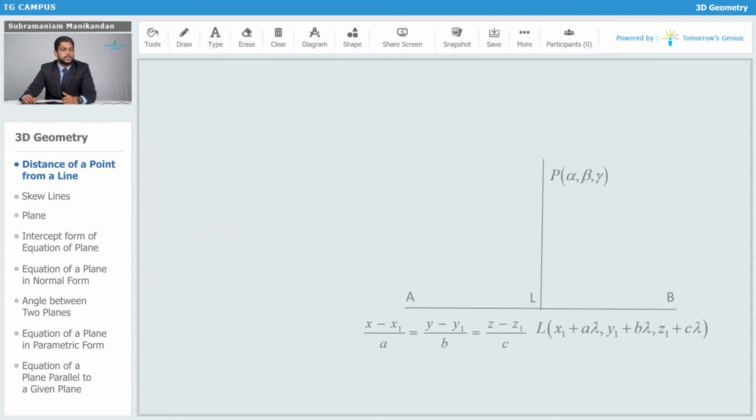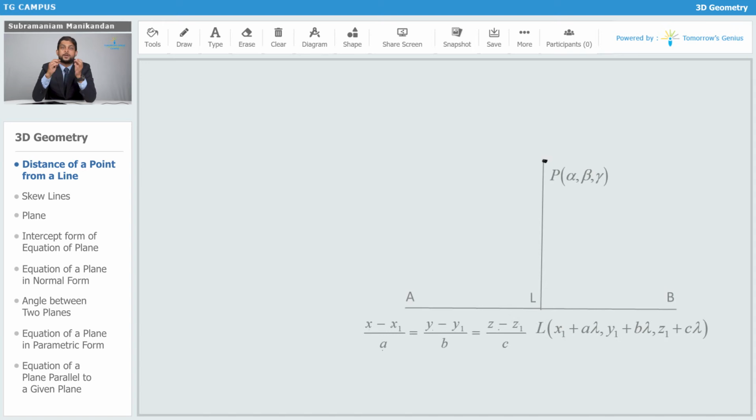So here we see that P is the point (alpha, beta, gamma), and the line is given by (x − x1)/a = (y − y1)/b = (z − z1)/c. L is the point representing (x1 + a lambda, ...), because we let (x − x1)/a = (y − y1)/b = (z − z1)/c be equal to lambda. Now lambda is a parameter, so lambda can take on any value. Now what is the particular value that we are looking at? The particular value which corresponds to the foot of the perpendicular from the point P. So for that we require to apply the condition that PL is perpendicular to the given line AB.